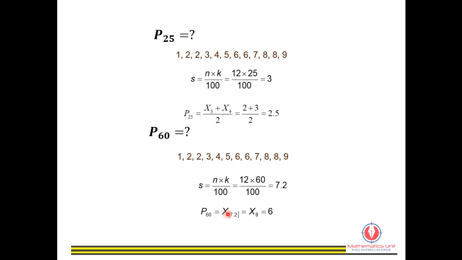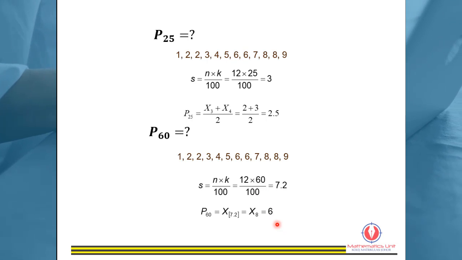P60 is equal to X bracket 7.2. What is the meaning of bracket 7.2? You take the least integer greater than 7.2, so 8. So your P60 is equal to X8, the 8th data. X1, X2, X3, X4, X5, X6, X7, X8. So your X8 is 6. Therefore P60 is 6. That's all.